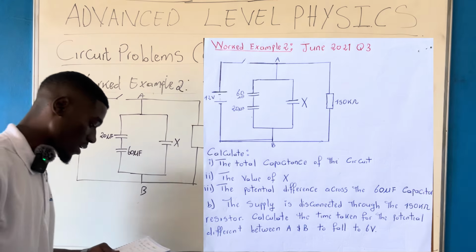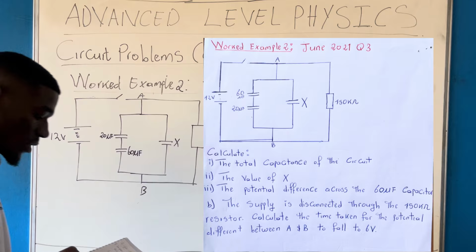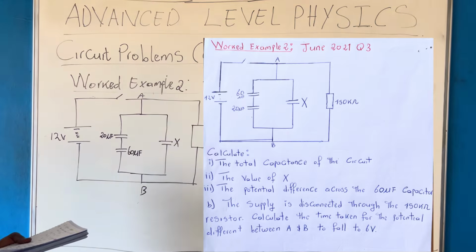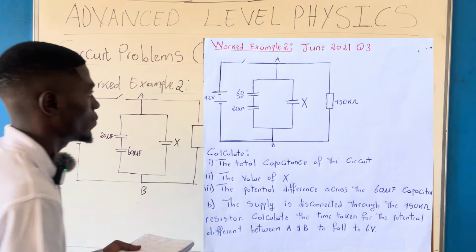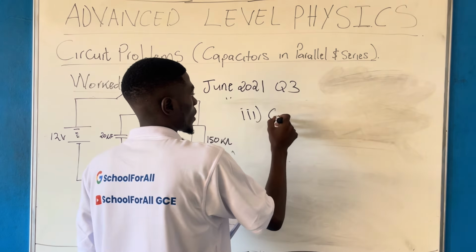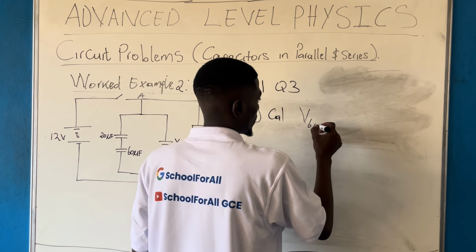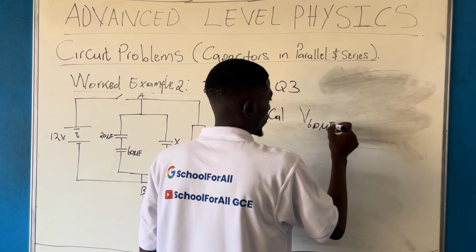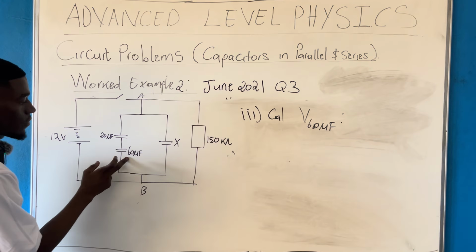Okay, Roman 3 is asking us to calculate the potential difference across the 60 microfarad capacitor. So Roman 3, they ask to calculate V across the 60 microfarad. Okay, where is the 60 microfarad? This is the 60 microfarad.